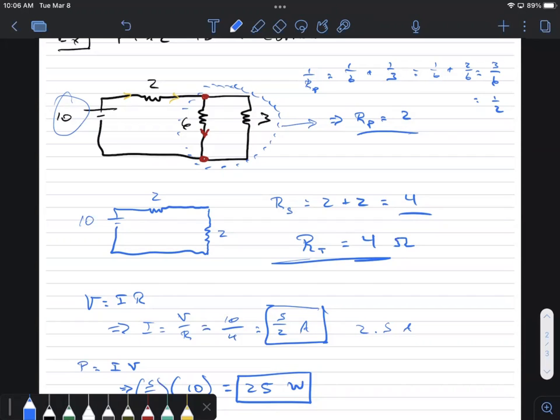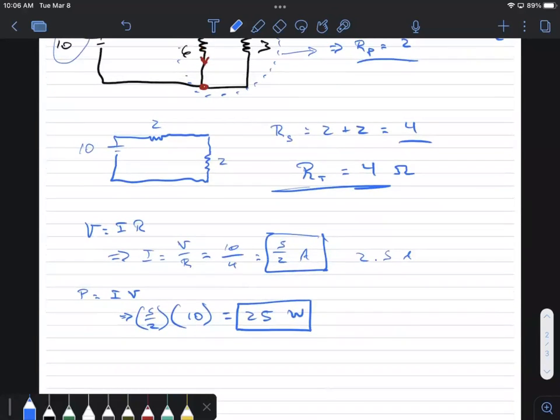Now I know the total resistance. I use Ohm's law. I use the total voltage of the circuit and the total resistance of the circuit. That gives me the total current. I have the total current. I want the power. I just multiply it by the voltage, and that gives me the power.